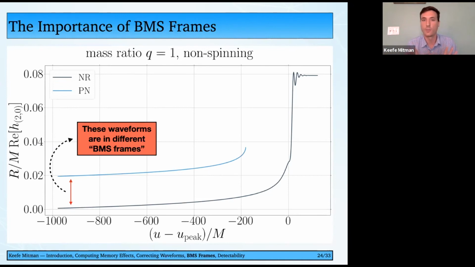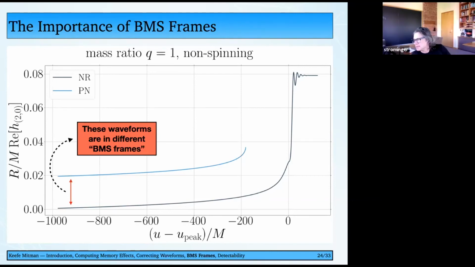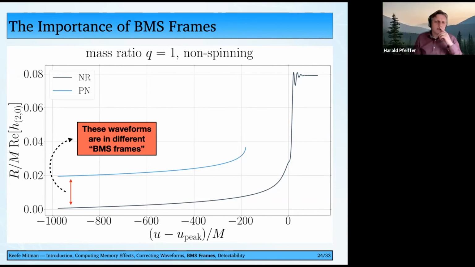So currently it's not a big issue. The bigger issue is the Poincare frame, but it could be an issue when accuracy is increased. Of course, Poincare is part of the BMS group. On this topic, can I ask more about the LIGO connection here?